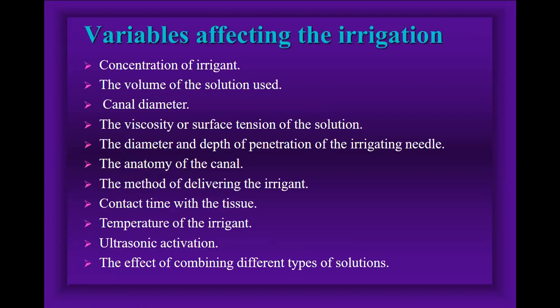So, variables affecting the irrigation: the concentration of the irrigant, the volume of the solution used, the canal diameter, the viscosity or surface tension of the solution which we are using, the diameter and depth of penetration of the irrigating needle, the anatomy of the canal, the method of delivering the irrigant, the contact time with the tissue, temperature of the irrigant, ultrasonic activation, the effect of combining different types of solutions.